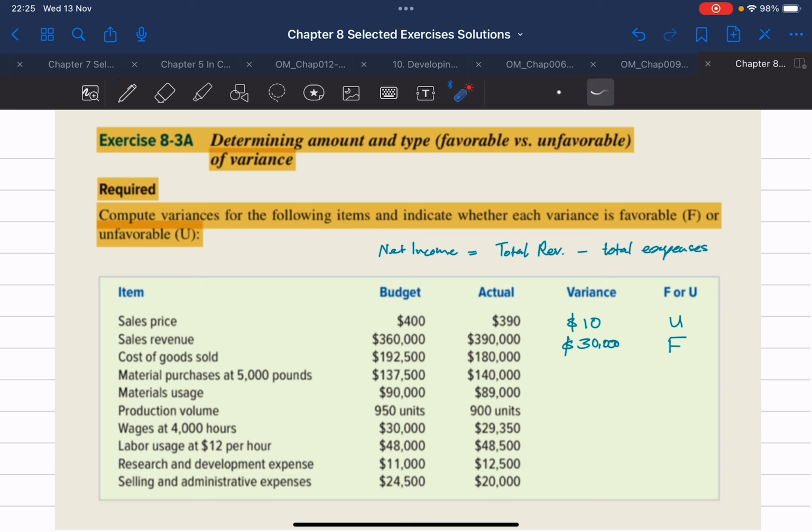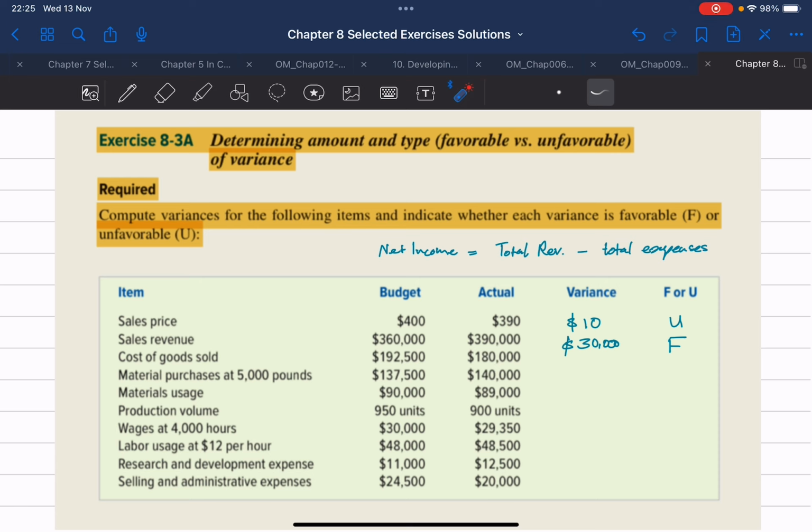Now for the remaining items, all can be categorized as costs or expenses, whether it was a dollar amount or a usage variance. So let's see. First one, cost of goods sold. The budget was expecting $192,500 cost of goods sold, but the actual cost of goods sold was only $180,000. So the company incurred less dollar amount in cost of goods sold.